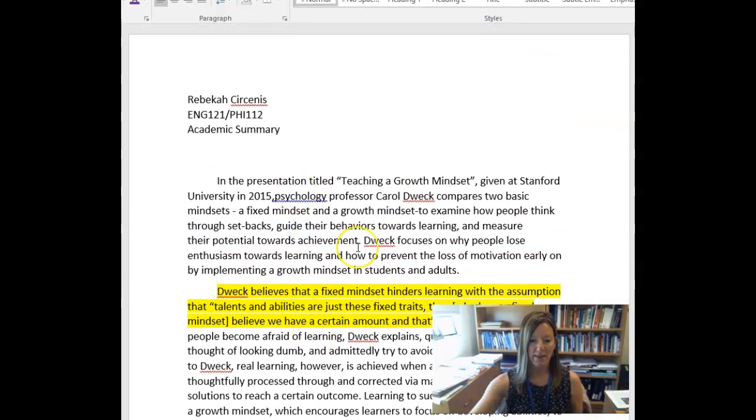And I think as far as Essay 1 goes, that's it in terms of the moves that you need to make with citing your sources.